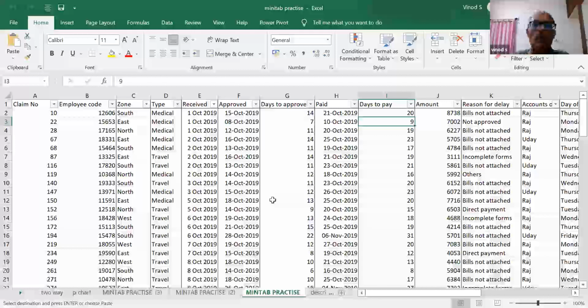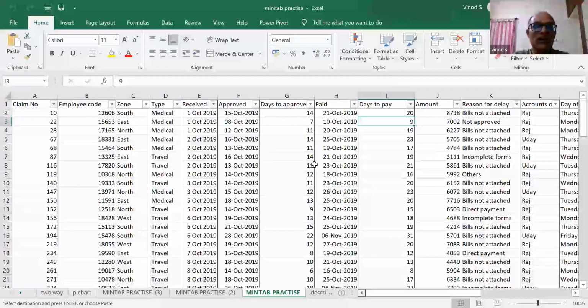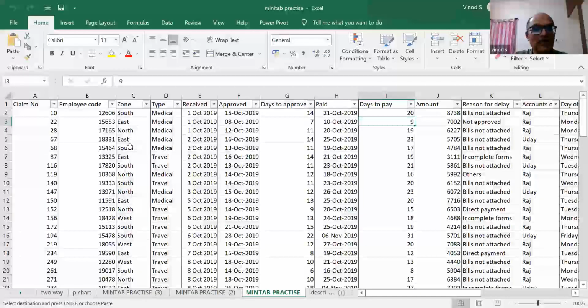This is just the background I told you. This much data is not required; only certain data is required, with which we'll do some exercise in Minitab. I have summarized it here. We want the zone: south, east, north, and west. The employees belong to different zones, and the type of bills: one is medical bill, the other one is travel bill.